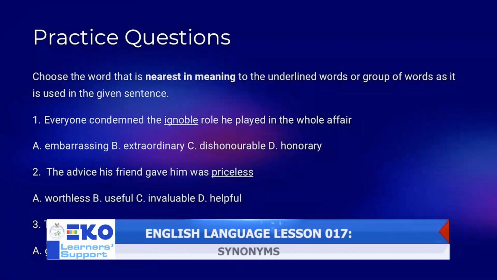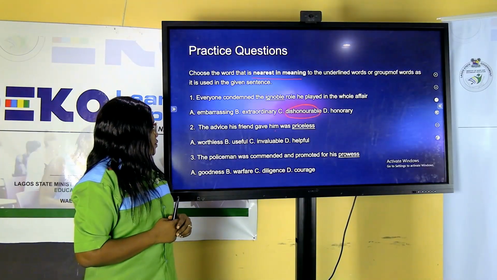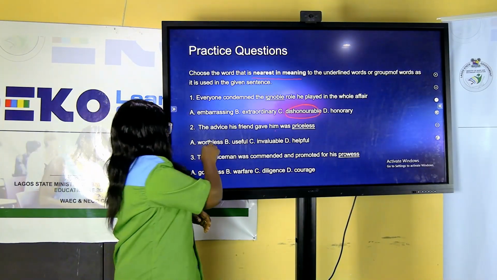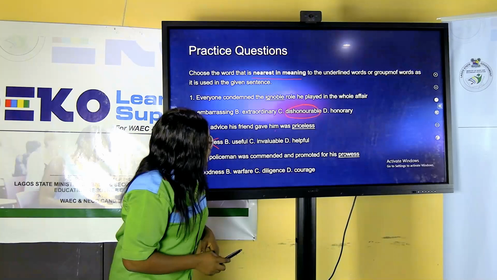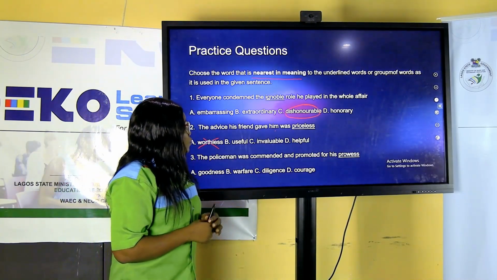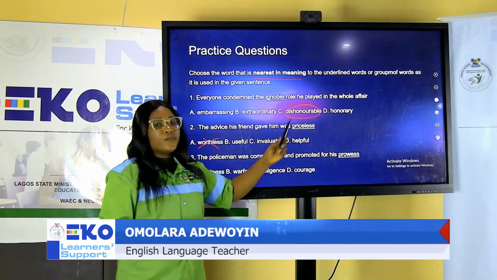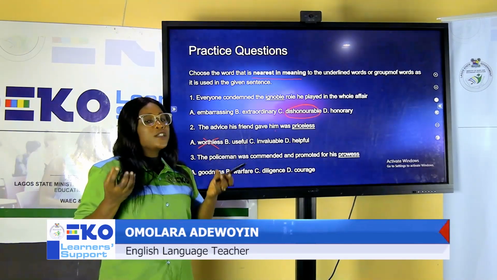The advice his friend gave him was priceless. The word priceless. We have options: worthless, useful, invaluable, helpful. What would our answer be? Nearest in meaning. It can't be worthless, helpful, useful, invaluable. Which would it be? The advice his friend gave him was priceless. It goes beyond being useful.